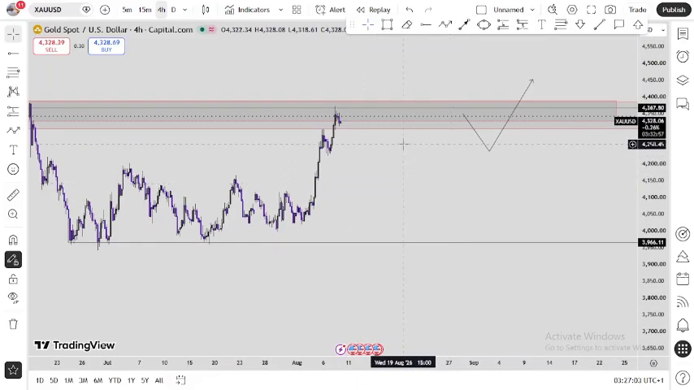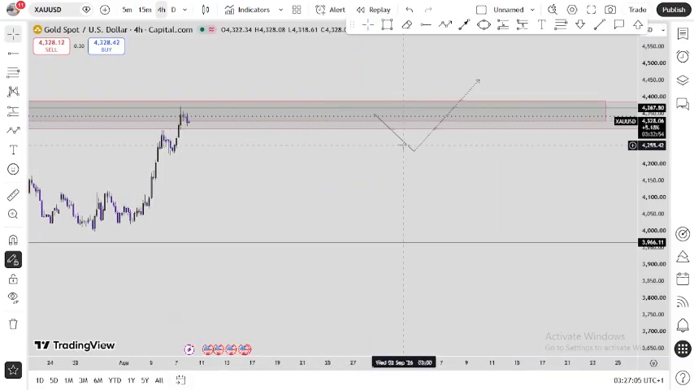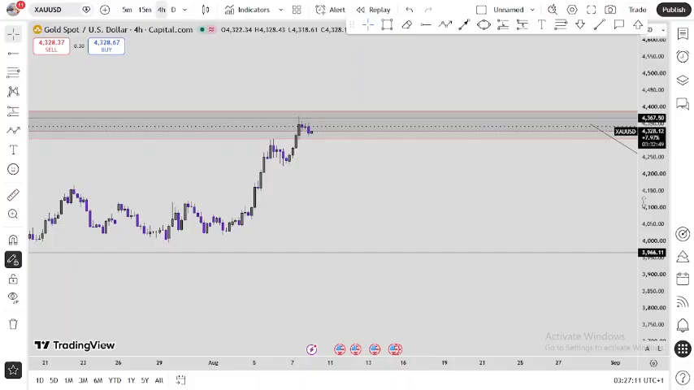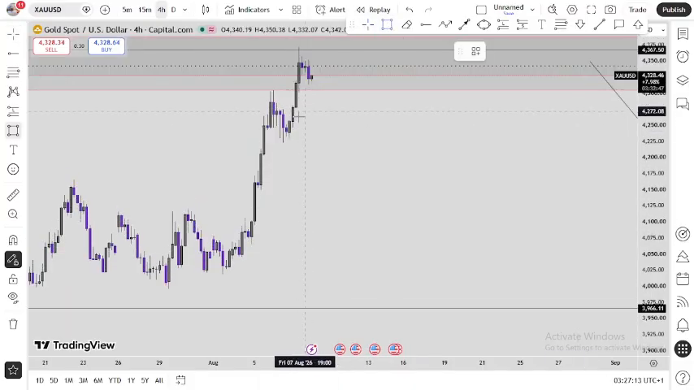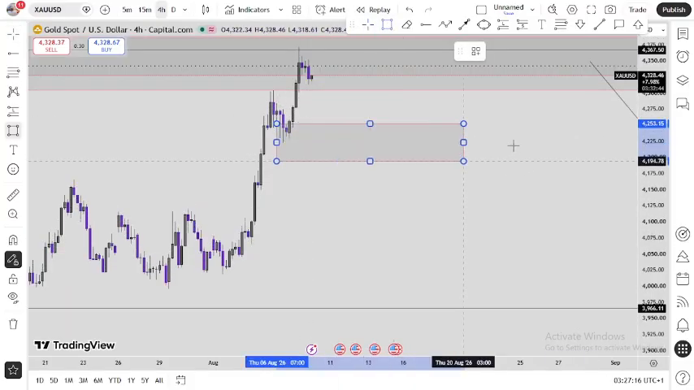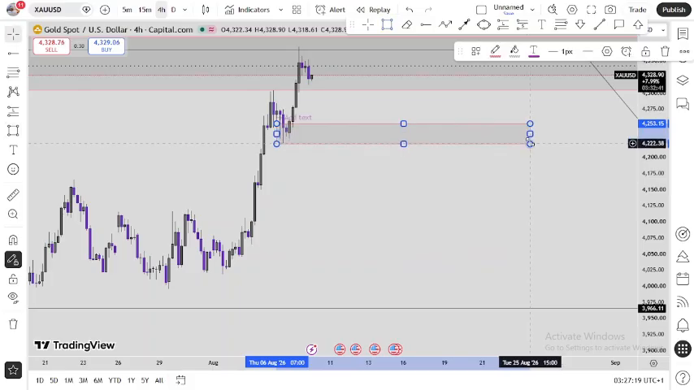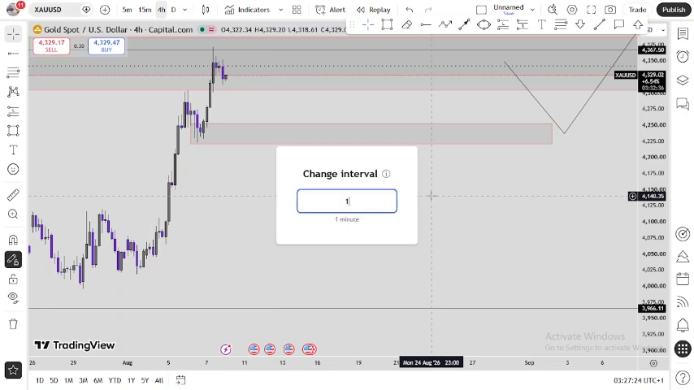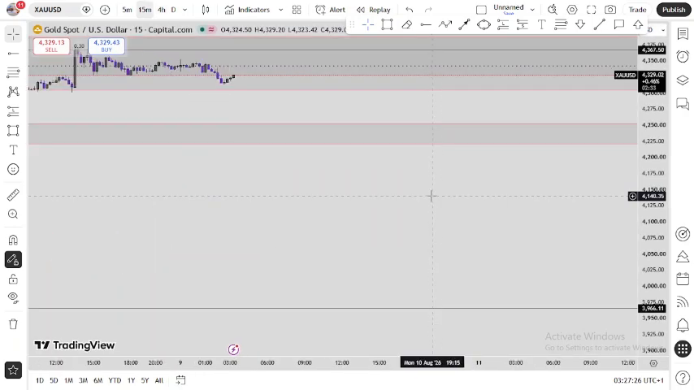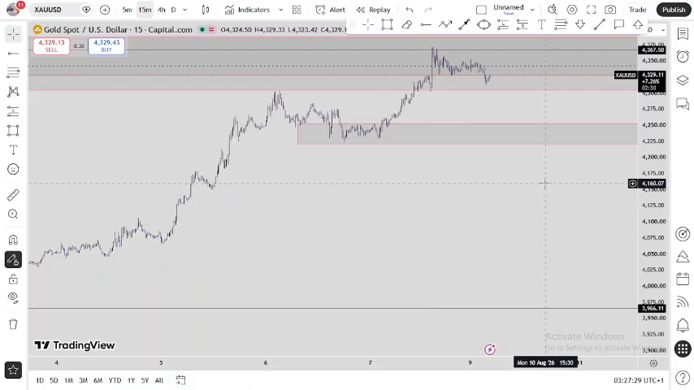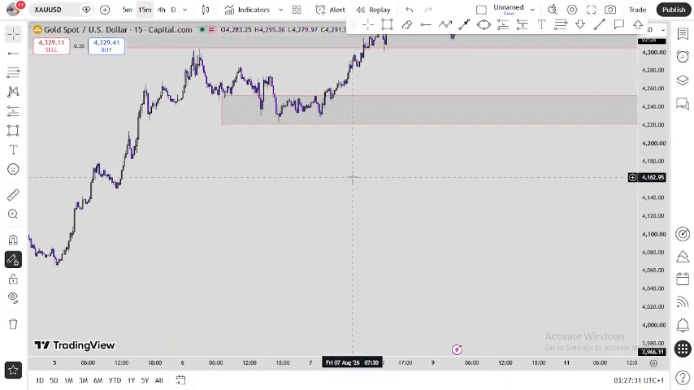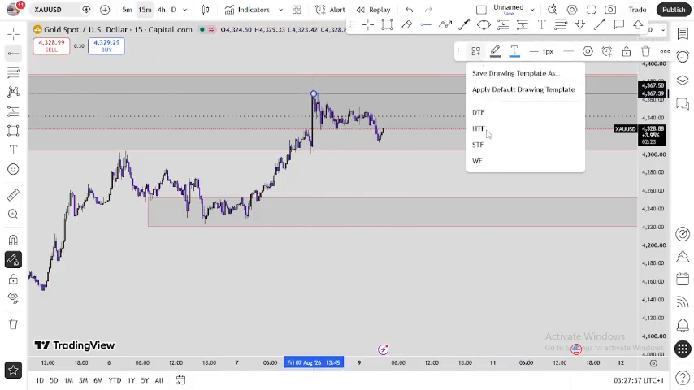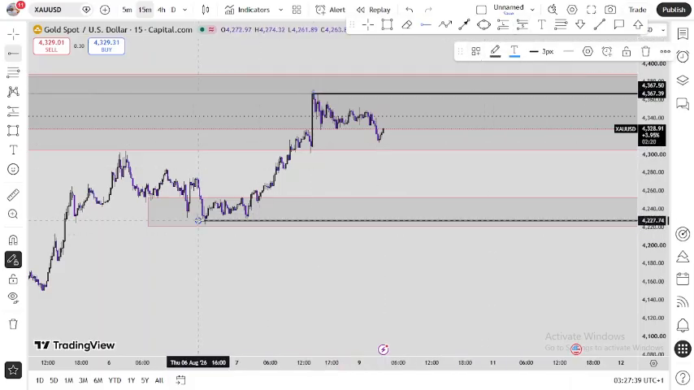And how would that be reflected on the 15 minutes? First, let's mark out this internal supply area here, because it could be significant if we are looking for buys moving forward. So we could be on the 15 minutes now, our entry. Let's see, major high, major low.